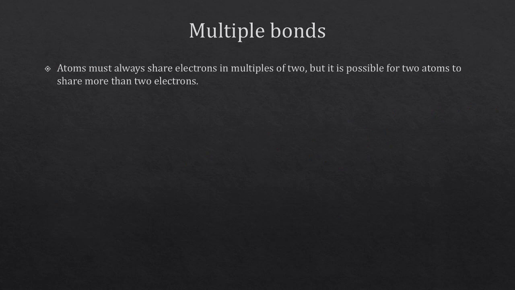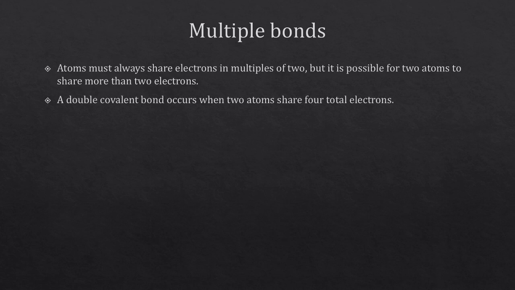Like we said on that last slide, sometimes atoms can share more than 2 electrons. In all the molecules we're going to look at, the atoms are going to share their electrons in multiples of 2. But it is possible for atoms to share more than 2. For example, a double covalent bond is where 2 atoms share a total of 4 electrons.